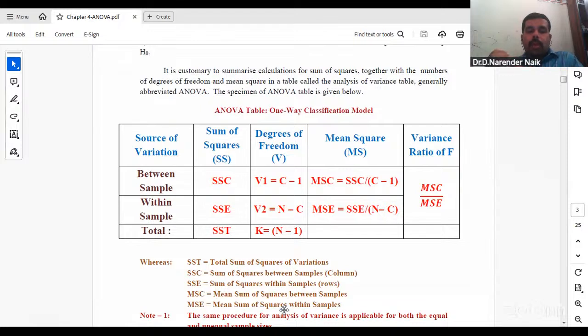Then within samples, that is SSE. V2 is equal to N minus C. MSE is equal to SSE divided by N minus C. Then you get the MSC value and MSE. The total is SST, with degrees of freedom equal to N minus 1. The last one is MSC divided by MSE. If you see the problem, you will get the idea.